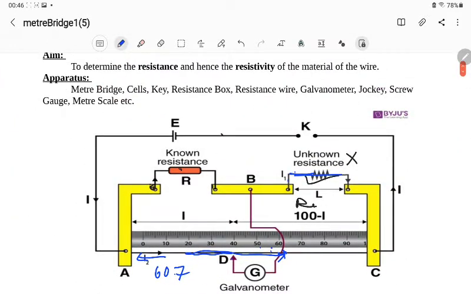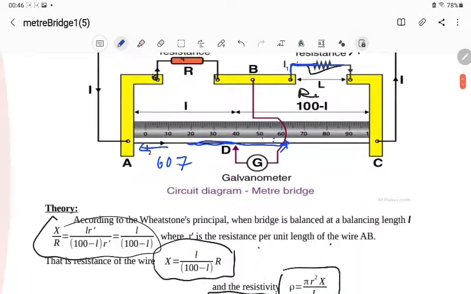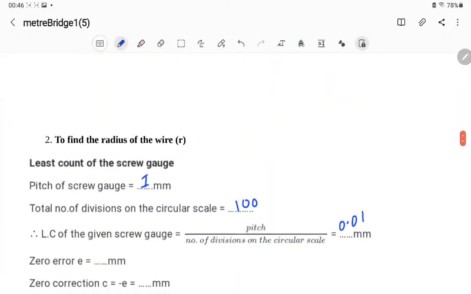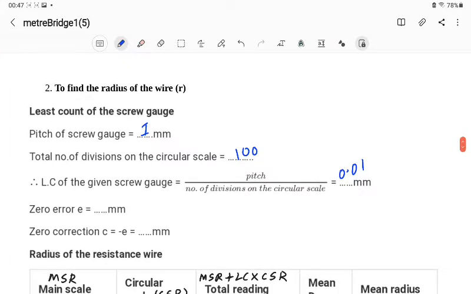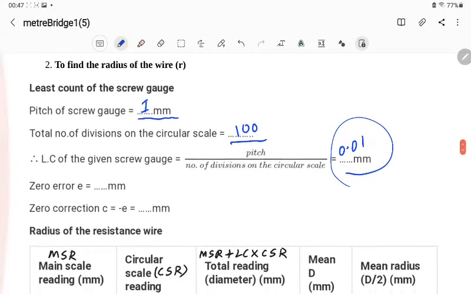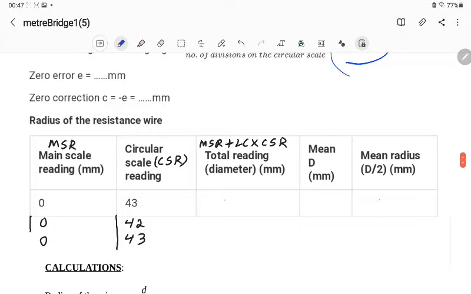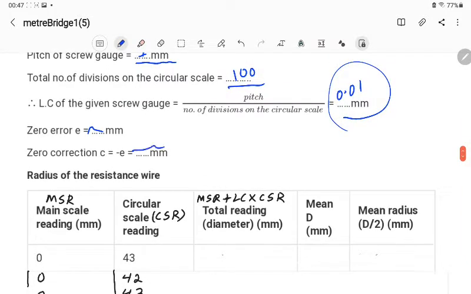What is the radius of this wire, because we need the area of that wire, so here you will use a screw gauge. So you have done the screw gauge in class 11, right? I will just give you the values of least count, pitch, etcetera. The screw gauge pitch is 1 millimeter. Total number of divisions on the circular scale is 100. So the least count of the screw gauge will be 0.01 millimeter. Zero error, no need to write anything.